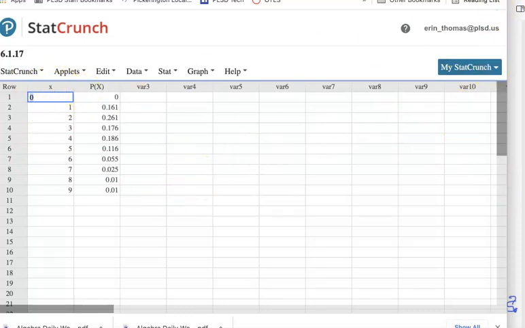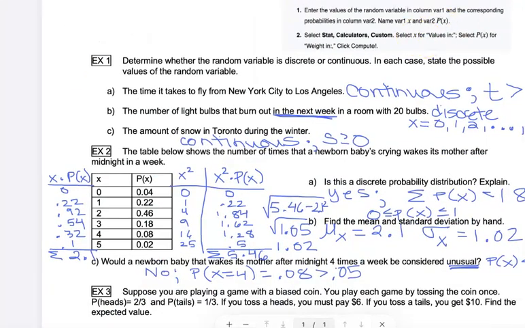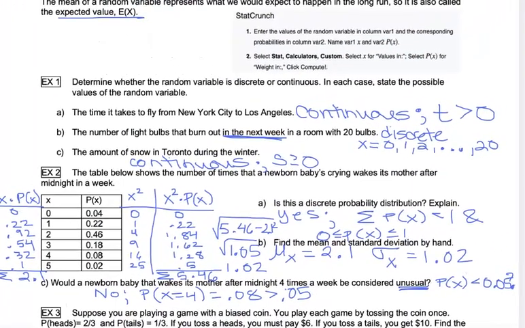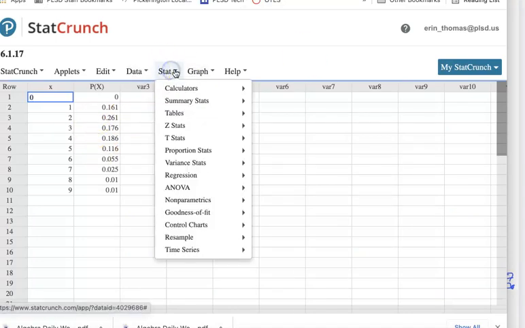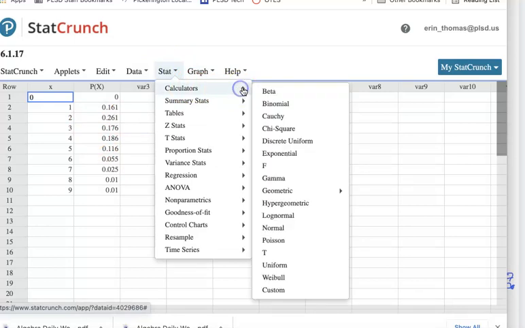So I've got my data in here, so then I look at my directions. Oops, moved them over. I've named variable x and then p of x. Then we go to stat, calculators, and custom. So we're very fancy here. Stat, calculators, and custom.